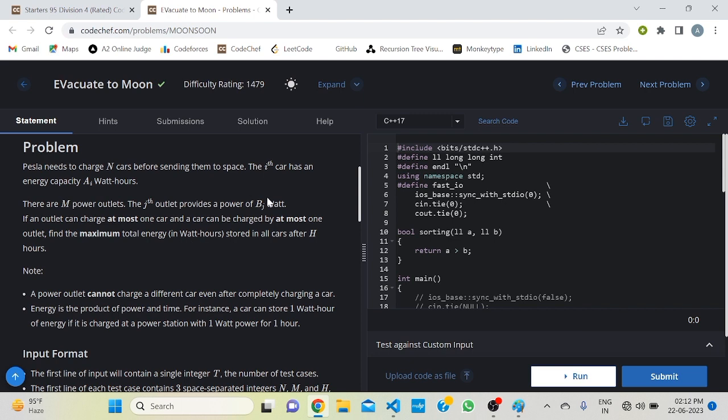And how much energy can a car store? We will calculate it by multiplying the time h with the power provided by the power outlet. If the multiplication is less than or equal to the energy capacity of the car, then the car can hold that multiplication. Otherwise, the car can hold energy up to its energy capacity. So it is okay. Now just check the code.